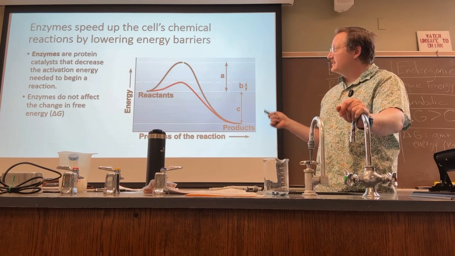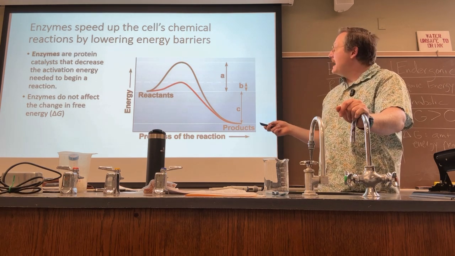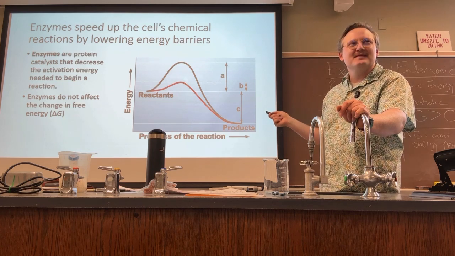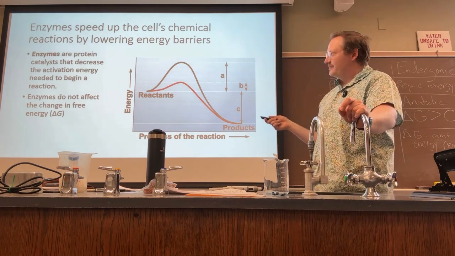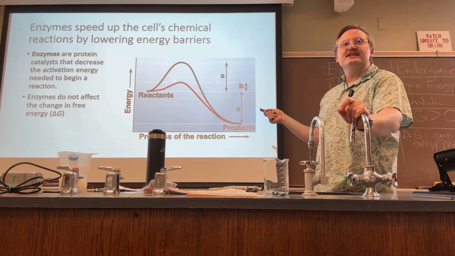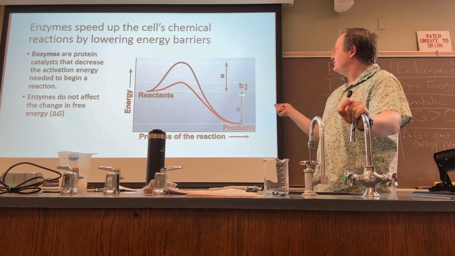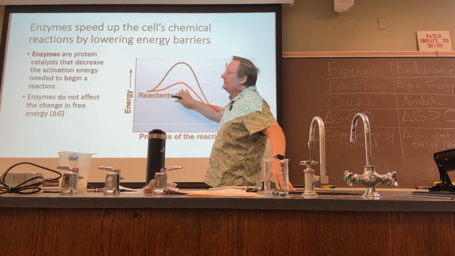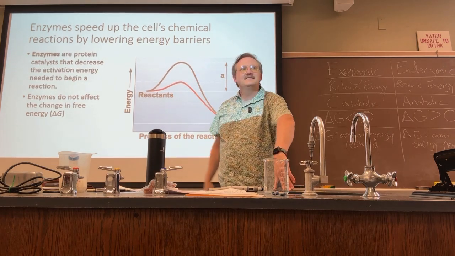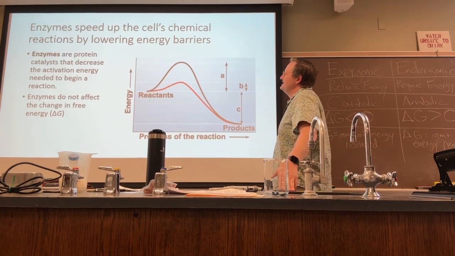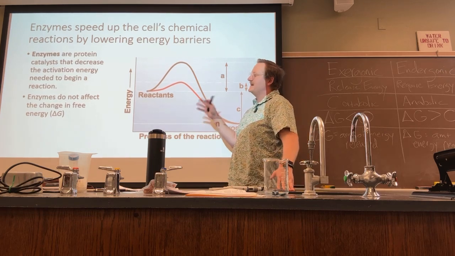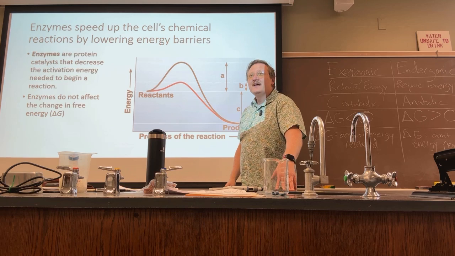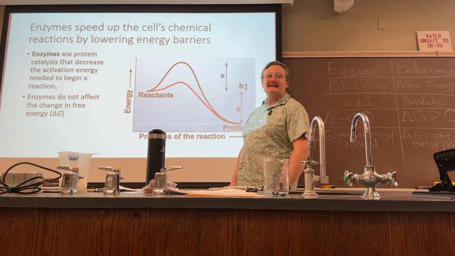So a normal exergonic reaction like this might have an activation energy represented by A. If an enzyme is present, the activation energy barrier could be reduced and could be B. So A is representing the activation energy for this reaction without an enzyme, whereas B is representing the activation energy for this reaction in the presence of an enzyme. It's going to make the reaction more likely to happen.